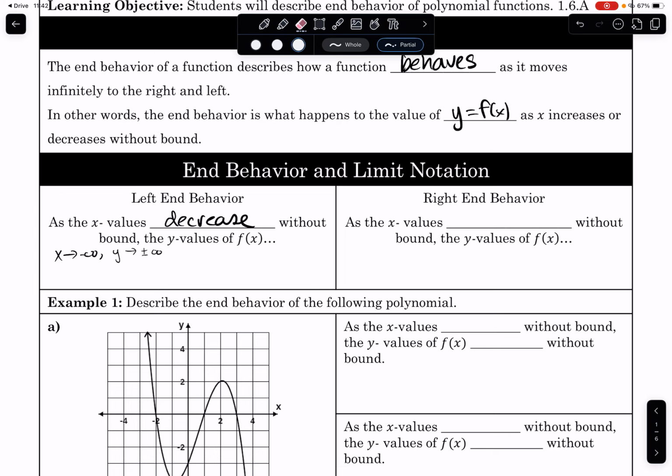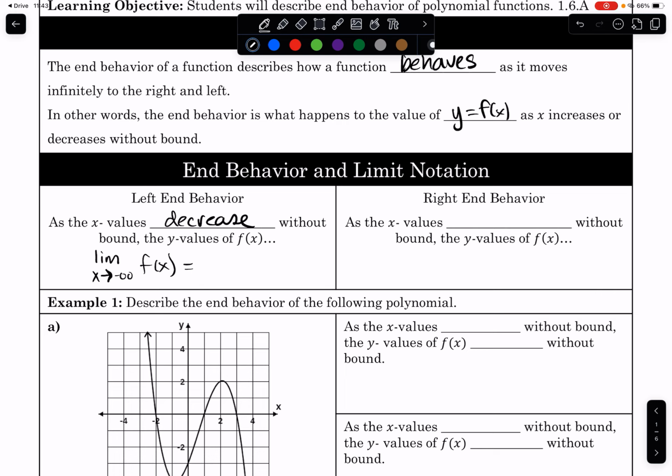What we're going to be using instead of this notation is limit notation. So to describe this behavior in this course, we're going to use this notation here. And in order to say that the values of x are going to decrease without bound, we're going to say that the values of x are going to approach, using this arrow right here, negative infinity of f of x. And this is going to equal something. It's either going to equal positive infinity or it's going to equal negative infinity.